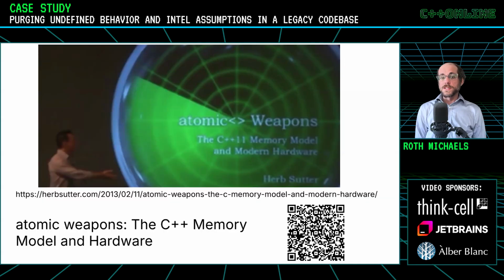This is a really big topic, and we don't have time to get into all of it today, about what was wrong with those atomic read and write functions I found in our code base. But I recommend you check out this talk from Herb Sutter, Atomic Weapons: The C++ Memory Model and Modern Hardware, that really gets into all of that.